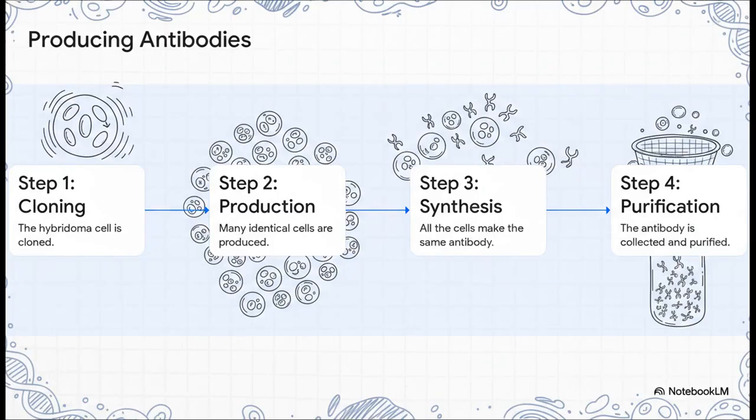So the mark scheme actually lists 4 main stages here, and you just need to hit any 3 of them to get full marks. It's pretty logical. Step 1, you clone the cell. This just means you make tons and tons of copies. So now you have many identical cells which are all churning out the exact same antibody. And finally, you just have to collect all those antibodies and purify them for use.